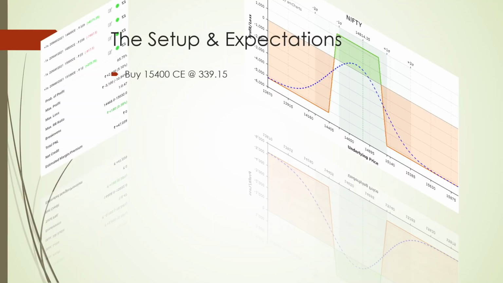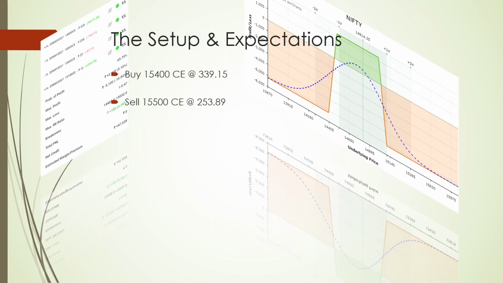So the setup what we have done is we have bought 15,400 CE, and we paid a premium of 339.15. So this is the premium the order got executed at. We will come to the order execution screenshot. You will see the same premiums there also. Okay. So then we will sell 15,500 CE and we will collect the premium of 253.89.